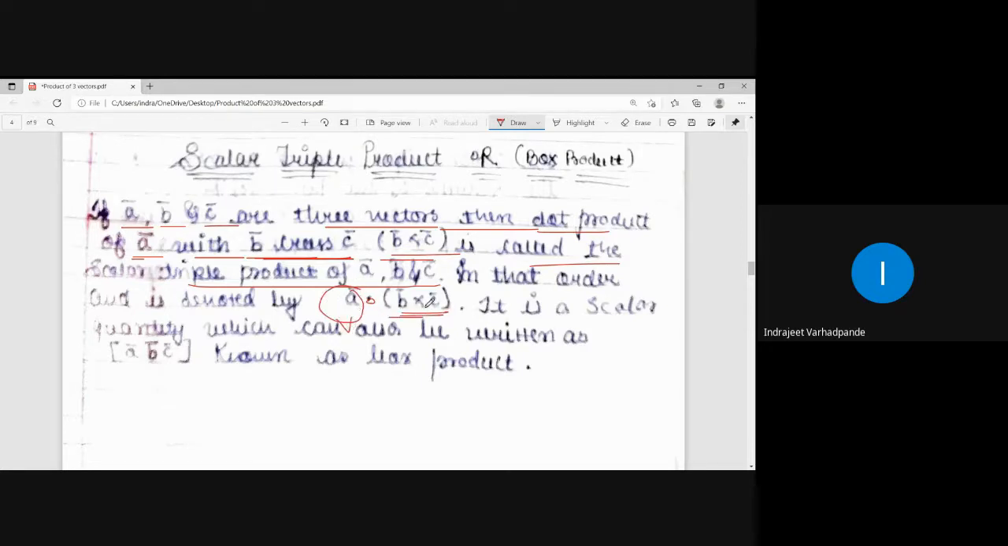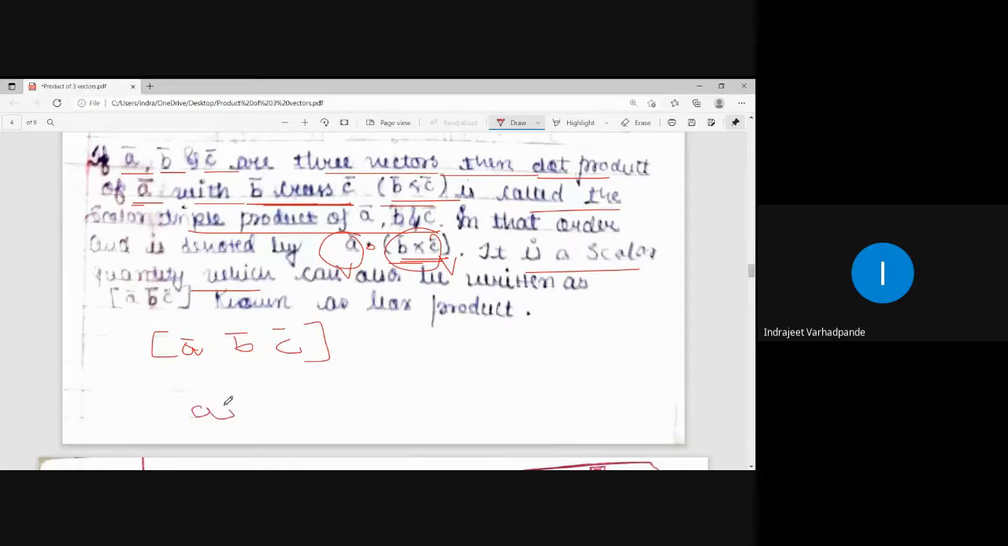A bar is a vector quantity, b bar cross c bar is a cross product, which is also a vector quantity, and therefore the resultant will be a scalar quantity. It can also be written as box product: a bar space b bar space c bar. In that order, we have to write it completely. This will denote a bar dot b bar cross c bar. B bar cross c bar is a vector quantity, a bar is also a vector, the dot product of the two is taken, and hence we get the resultant as a scalar quantity, which is free from ijk.